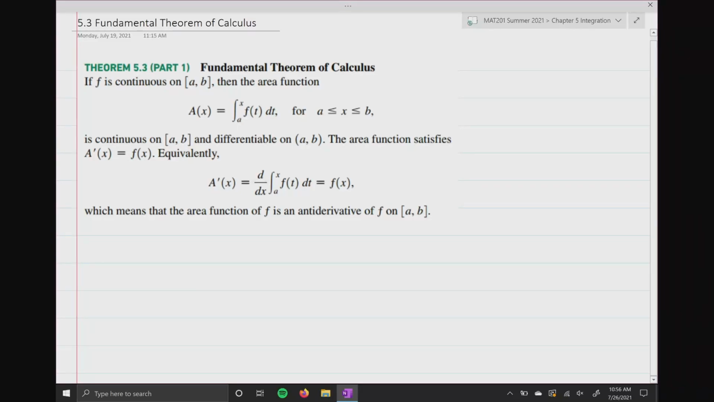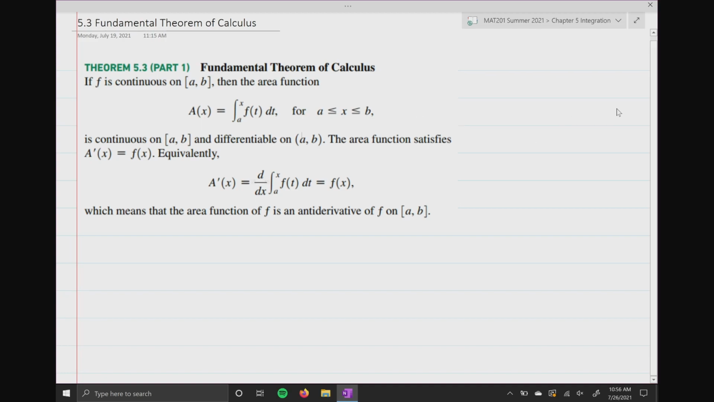All right, so let's get started with today's lecture here. So 5.3, Fundamental Theorem of Calculus, actually has two parts, part 1 and part 2. So how this is going to go is I'm going to go over part 1. I'll go over some properties that we use for finding antiderivatives. And then I'm going to go over part 2, and we're going to calculate definite integrals. You already have an idea of doing this.